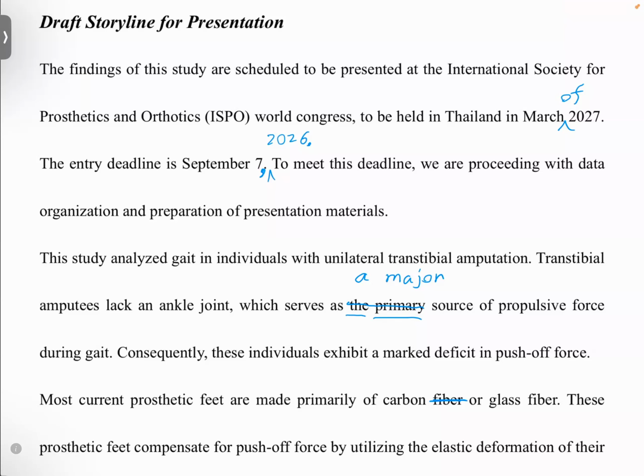Orthotics. So we have O, A, like post office, orthotics. Orthotics. Preparation, not preparation, but preparation. Presentation, preparation. Okay. All right.